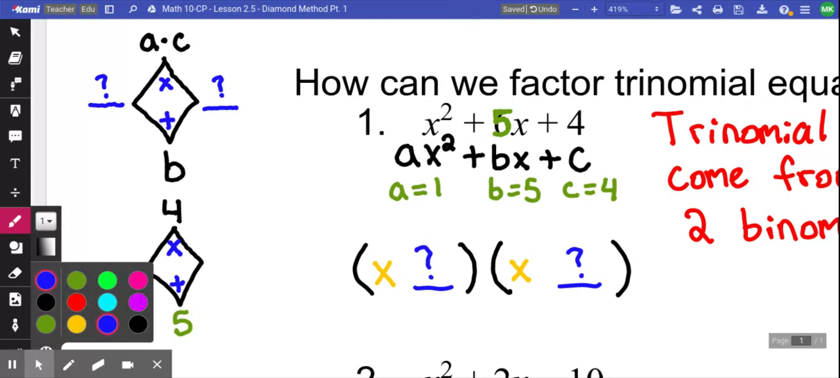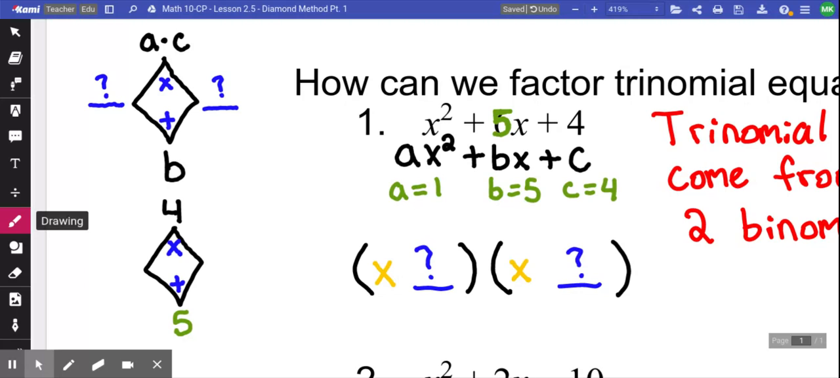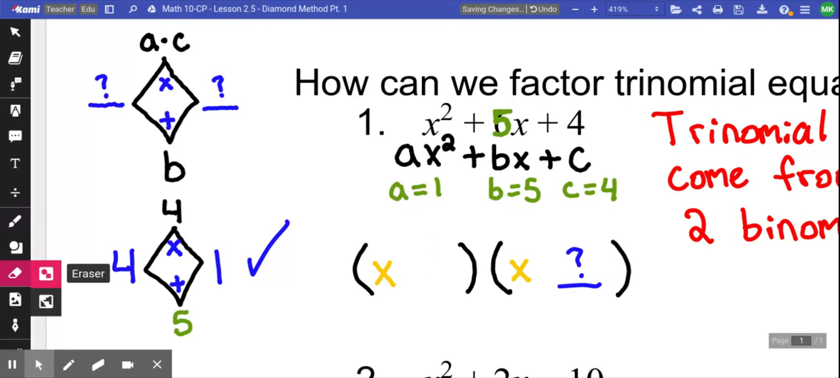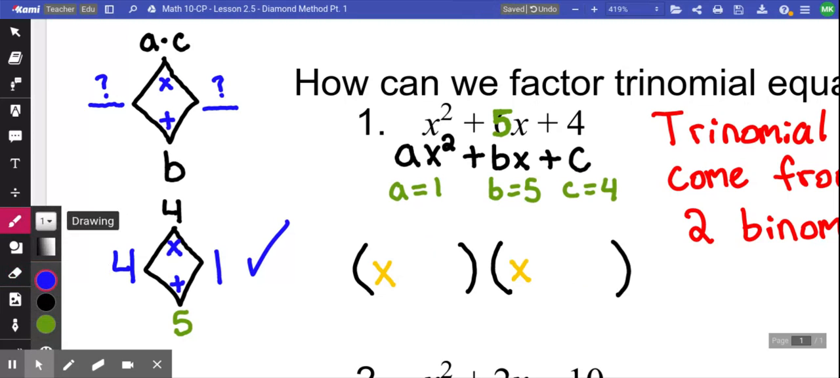So you need to find two numbers that multiply to be the top number, which is 4, and add to be the bottom number, which is 5. So for instance, 2 and 2 would multiply to be 4, which is good, but it doesn't add to be 5. So 2 and 2 would not work. 4 and 1 multiply to be 4 and add to be 5. That is good. Those numbers on the side of your diamond, those are the numbers that complete your binomial.